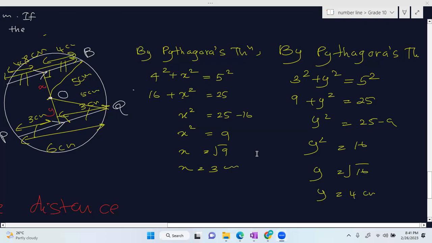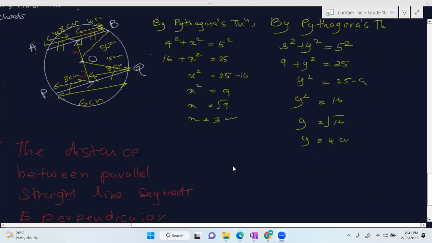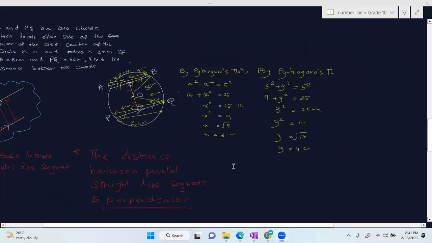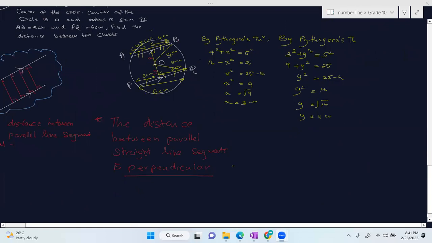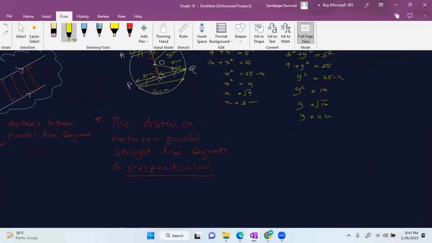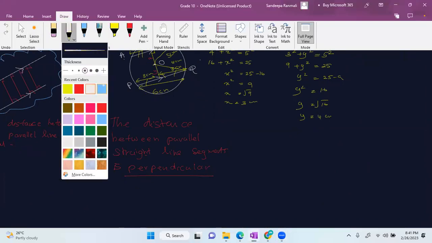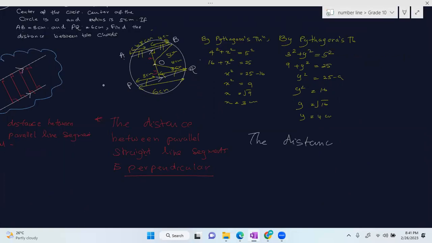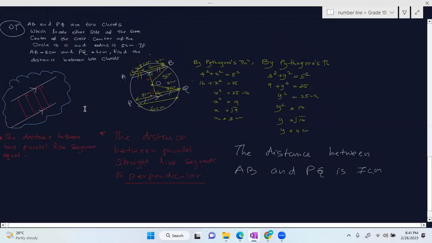Then what is the distance between the chords AB and PQ? 7 centimeters. The distance between AB and PQ is 7 centimeters. Okay, that is the secret thing.